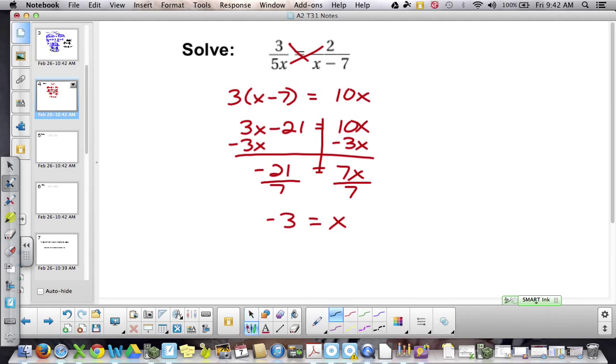And checking your answer, you get 3 over negative 15 equal to 2 over negative 10, which is negative 1/5 equal to negative 1/5. So it checks out.